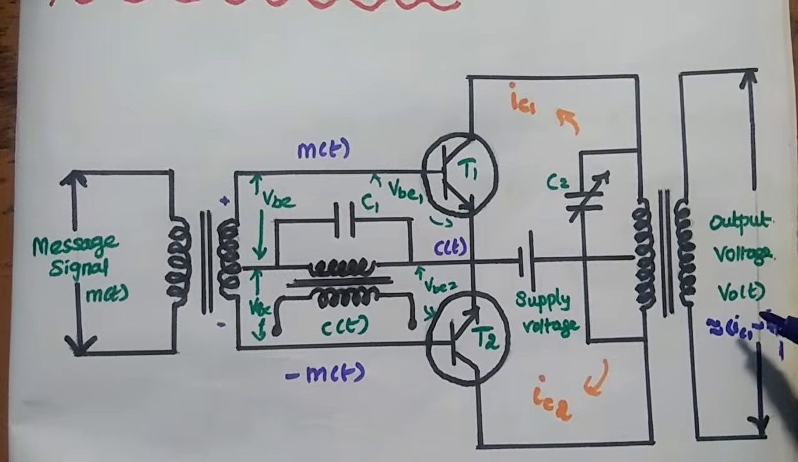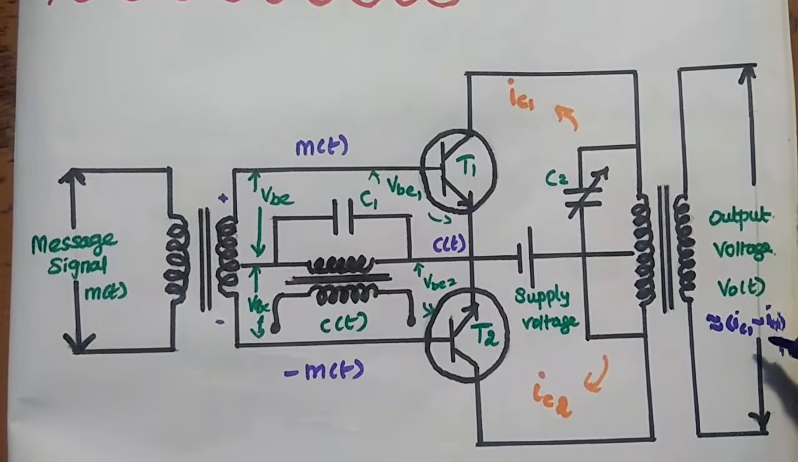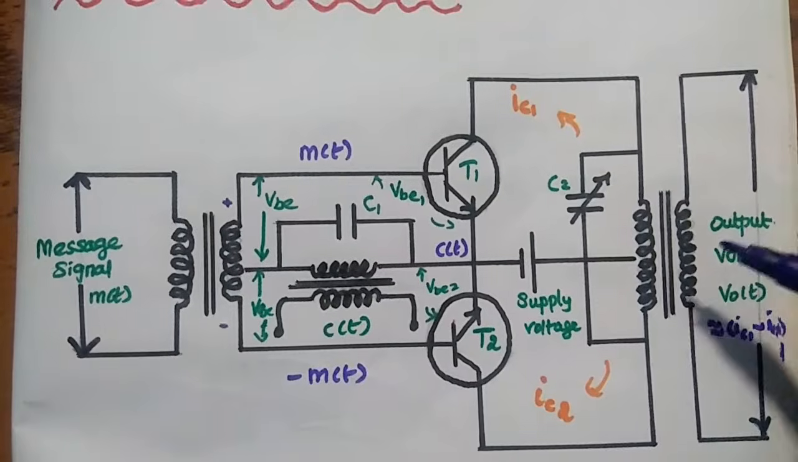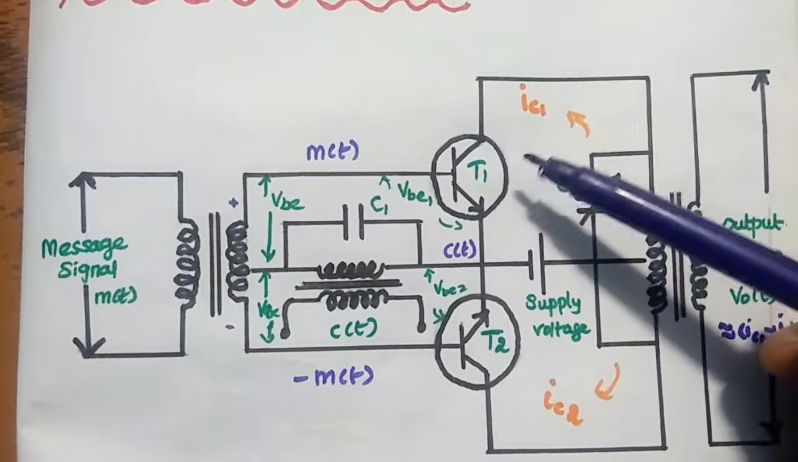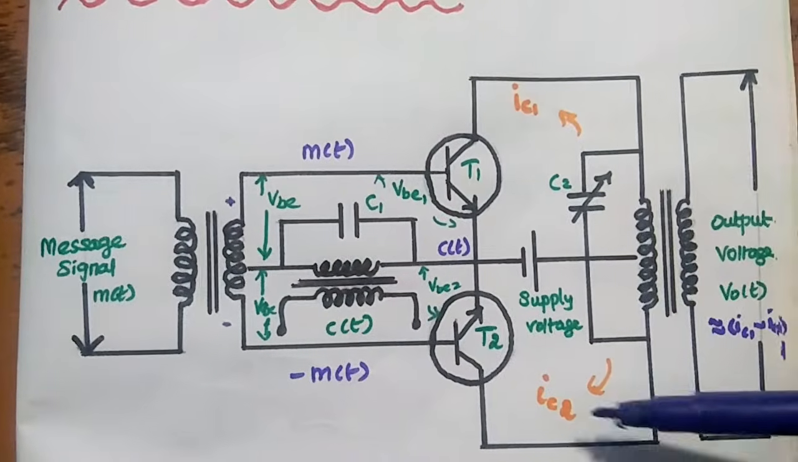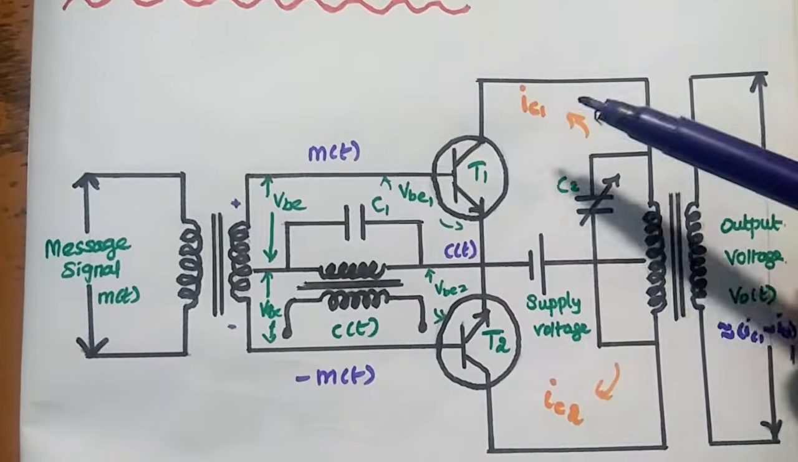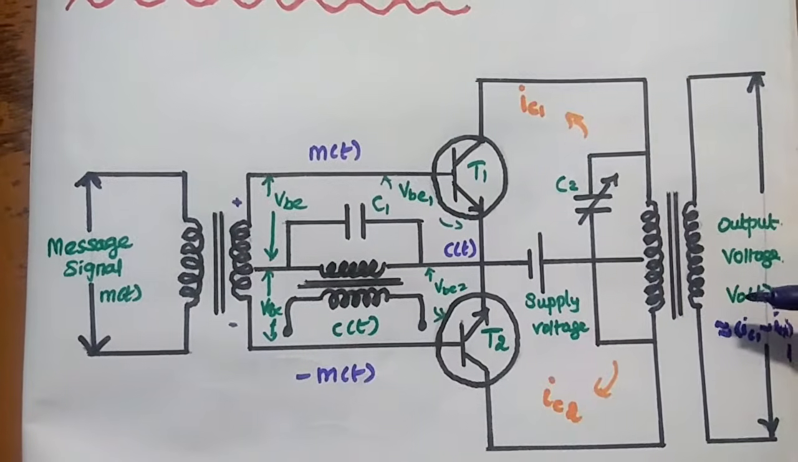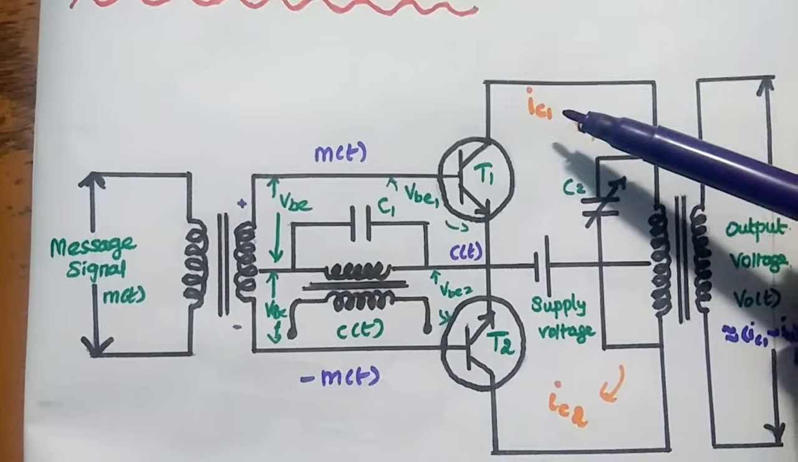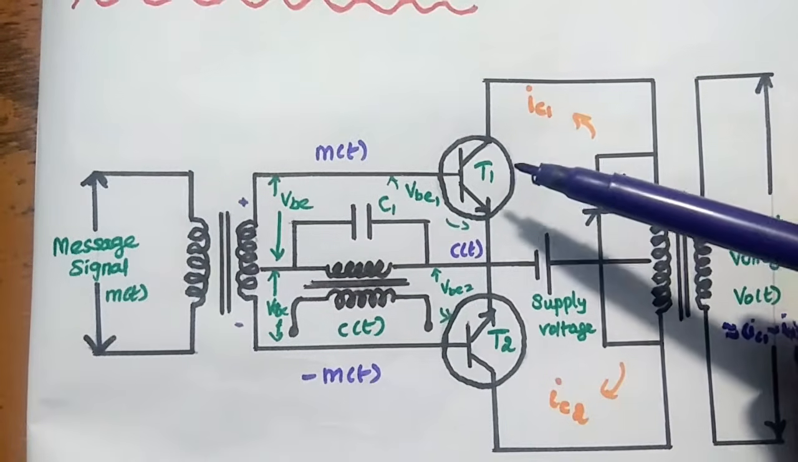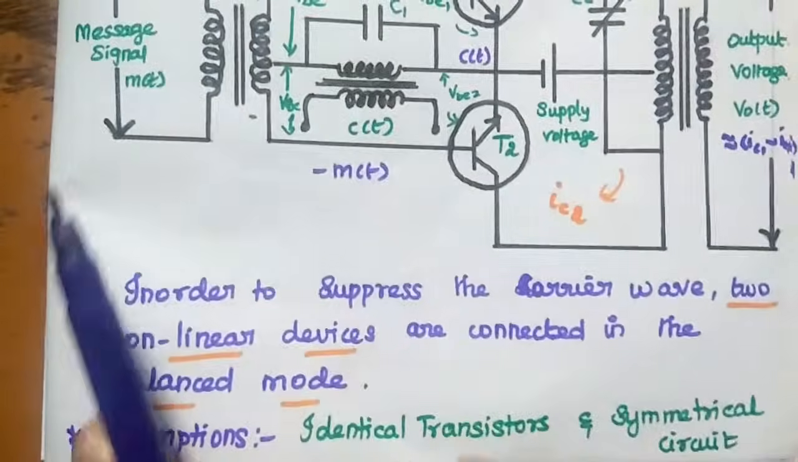The output voltage is approximately equal to the difference between the output currents of T1 and T2. Here IC1 is the output collector current for this transistor T1. IC2 is the output collector current for this transistor T2. The difference between these two currents is approximately equal to the output voltage. These currents depend on the nonlinearity property of the transistors. Let's see in the analysis part in detail.